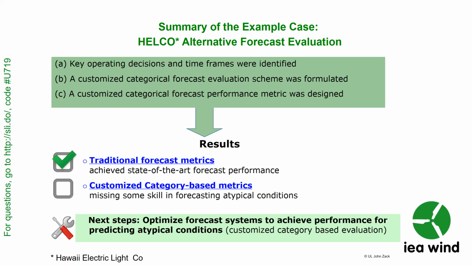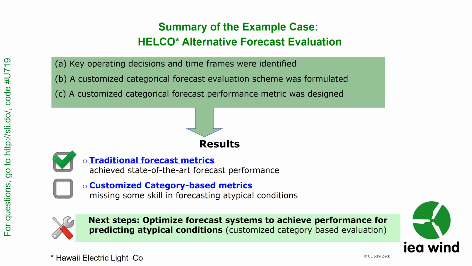And so those types of things are better evaluated from the categorical perspective than a continuous metric like MAE, which tends to focus on typical conditions. And then finally, the categorical performance was measured with a specially customized metric for that purpose. So the point is that on traditional metrics we had state-of-the-art performance, but the customized, category-based approach indicated that we're still missing in forecasting the very important atypical conditions.